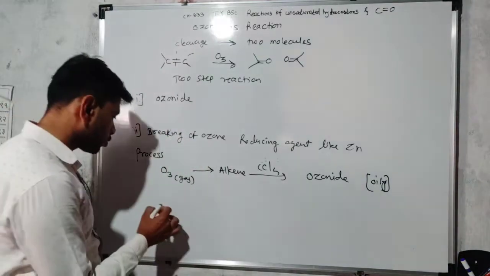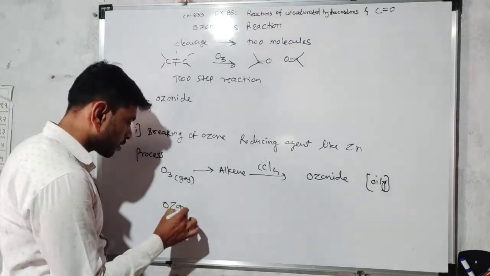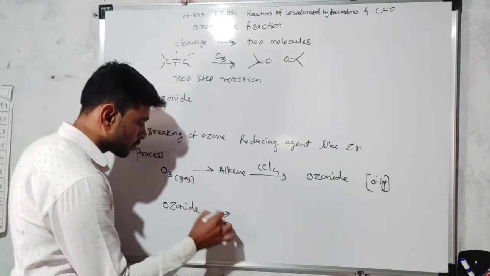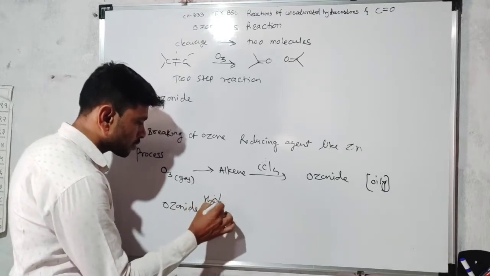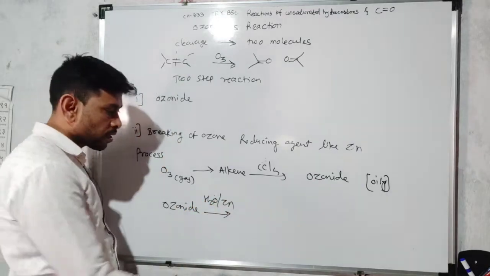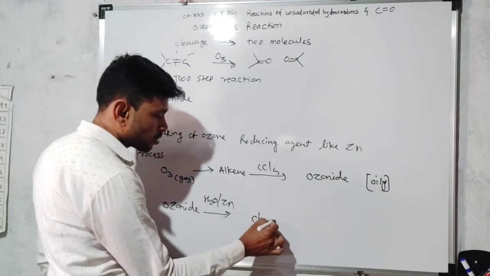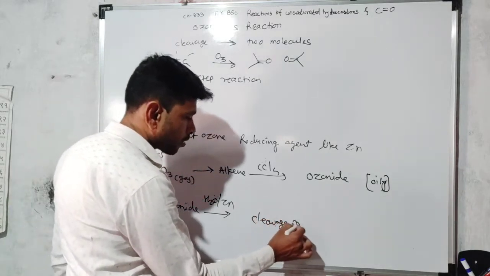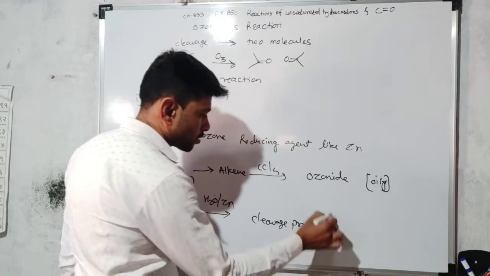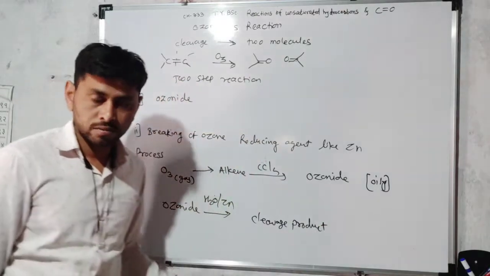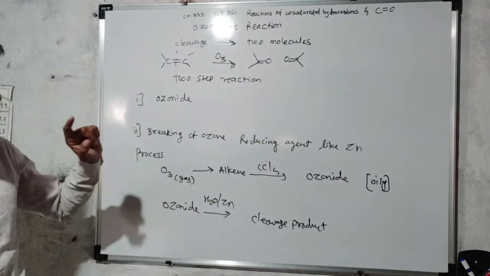The ozonide obtained in the first step is broken by hydrolysis using some reducing agent, and we get the cleavage product. So this is the total ozonolysis process. We have to see the mechanism of this process in detail.